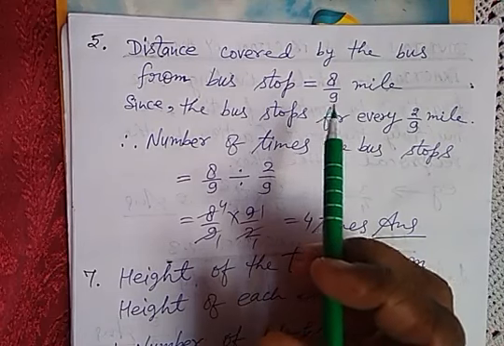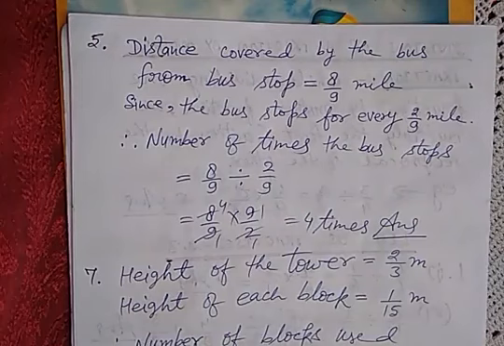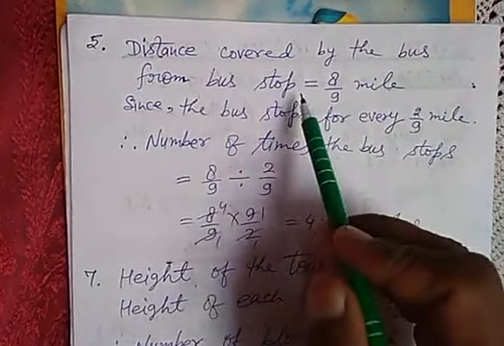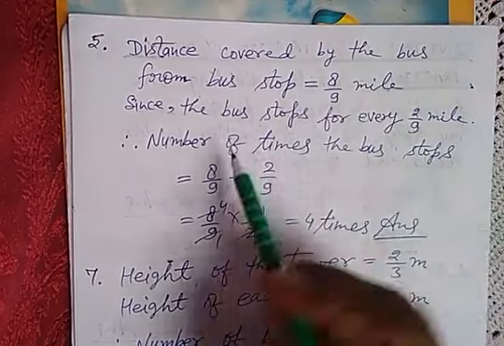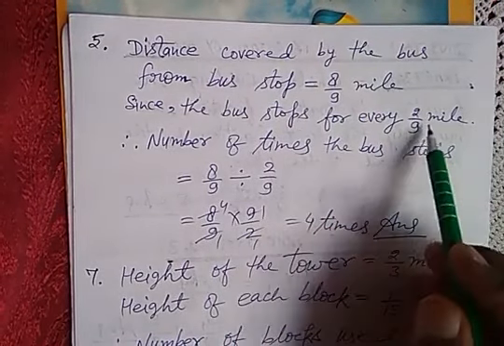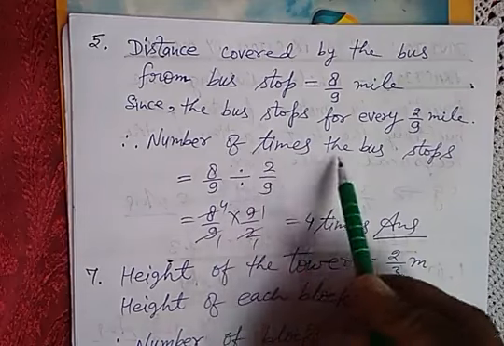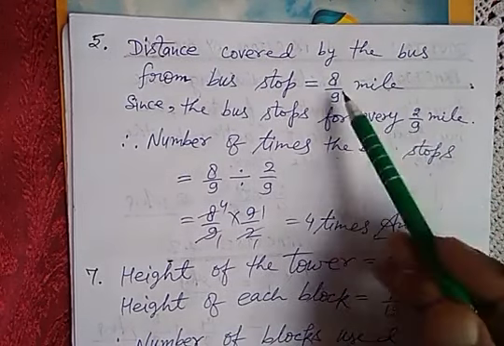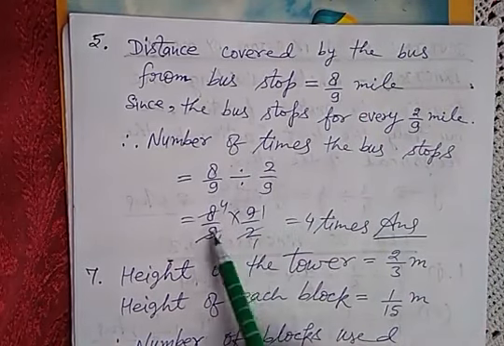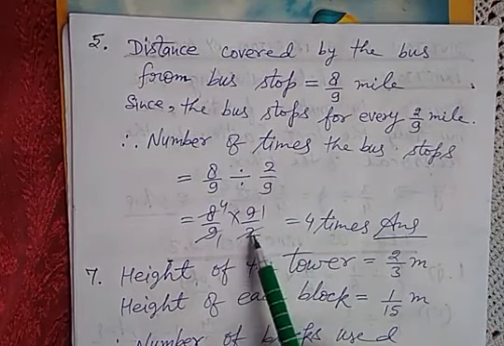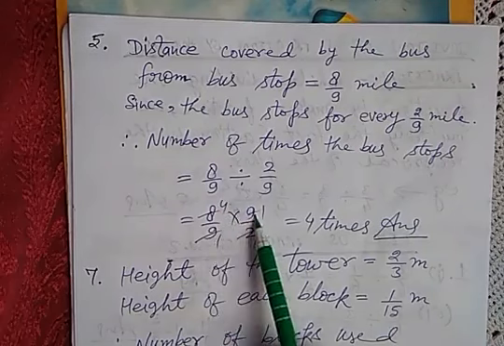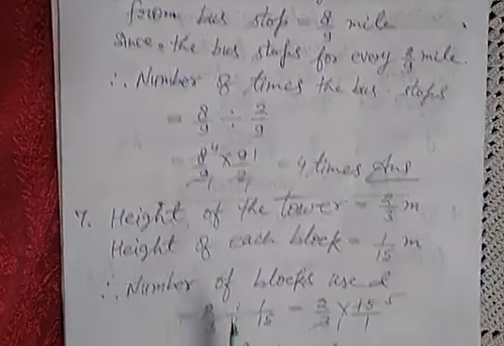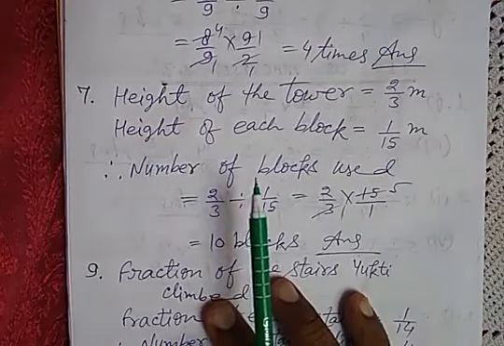In this question, we have to find the number of times the bus stops. Distance covered by the bus from the bus stop is equal to 8 upon 9 mile. Since the bus stops for every 2 upon 9 mile, the number of times the bus stops is equal to this divided by this, meaning 8 upon 9 divided by 2 upon 9, which is equal to 8 upon 9 into 9 by 2. 2 ones are 2, 2 fours are 8, 9 ones are 9, 9 ones are 9, which is equal to 4 times. This is the answer.